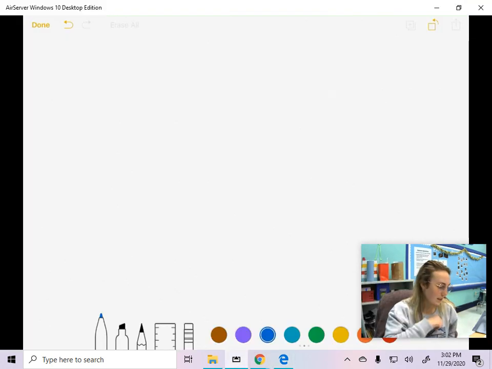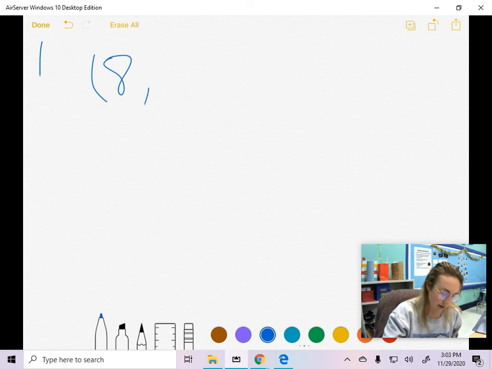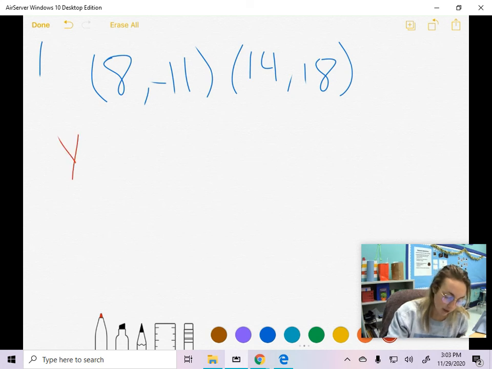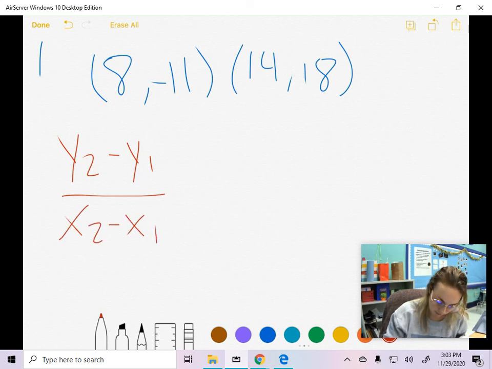Okay, so again, let's go to number 1 real quick. Number 1 is (8, negative 11). That's our first one. And then (14, 18). All right, cool. So again, we're going to use the slope formula to figure out what the slope is. And the slope formula is, and this is super important, y2 minus y1 over x2 minus x1. I don't like that. Can I make this bigger? Maybe not. All right, so there's the slope formula.